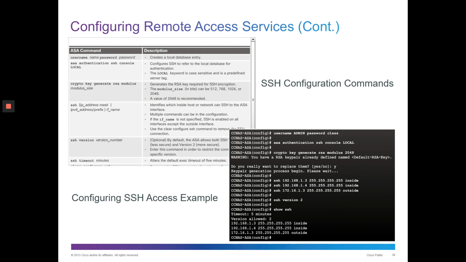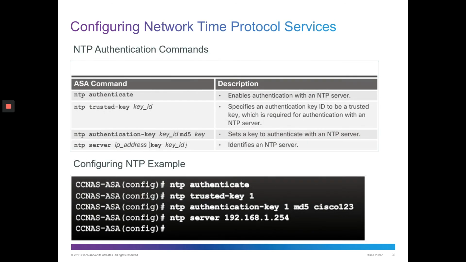You have to create the username and password, assign that to local, which is using local usernames and passwords, and then you can assign SSH again on one particular IP address, subnet mask, inside or outside. You can do that, similar to what we do. We call something called NTP, which is Network Time Protocol. Do you remember what NTP is?